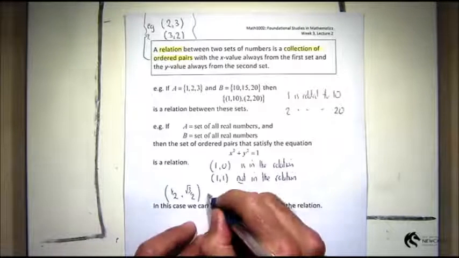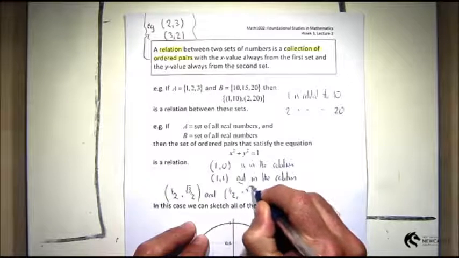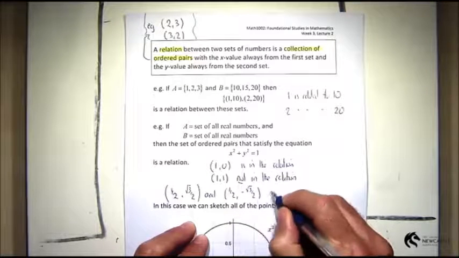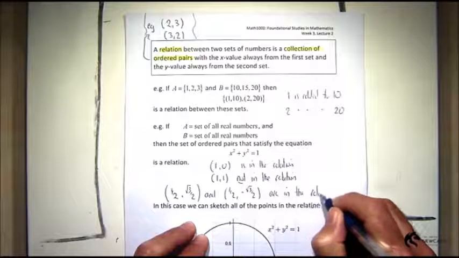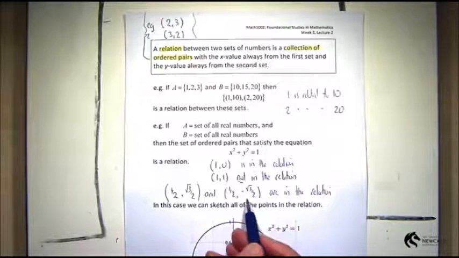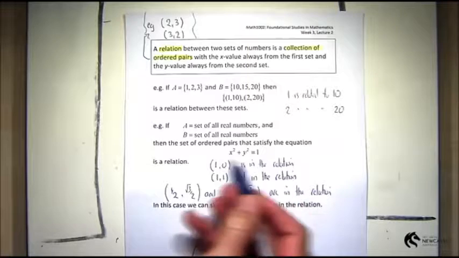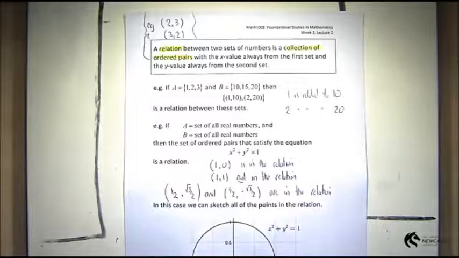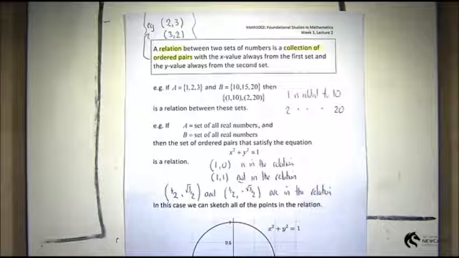Likewise, I could say a half and minus root 3 on 2 are in the relation, because when I square a half I get a quarter, but when I square minus root 3 on 2 I also get 3/4. So a quarter plus 3/4 is equal to 1, so that works. So in this case, a half is related to root 3 on 2 and related to minus root 3 on 2. There's no reason why that can't happen.